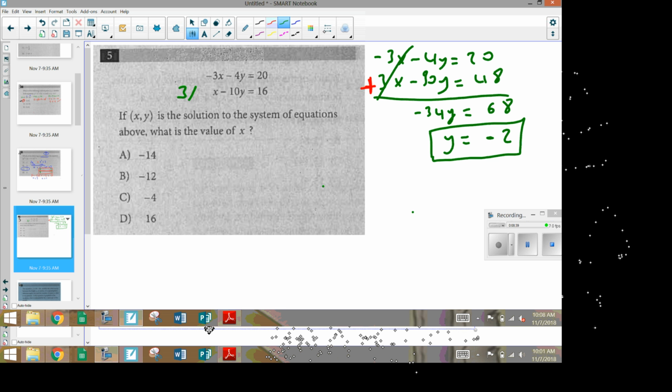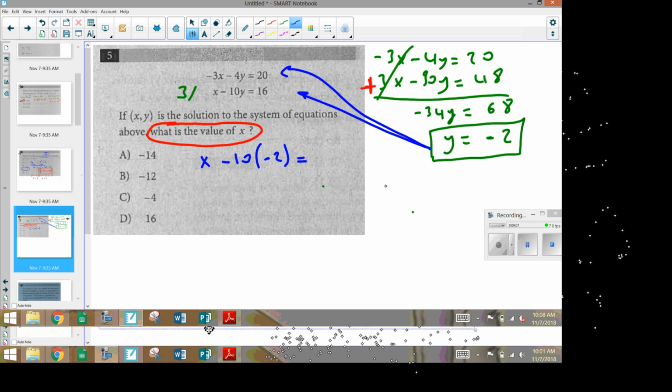What is next? We forgot again. Oh man, I again forgot that. What is x? The question is this. So if I know y, I can plug in either one in order to get x. Which one should I do? Easy. The second one looks easier. x minus 10y is equal to -2. Use parentheses in order not to make a mistake. x - 10 times -2 equals... Subtract 20 from both sides.